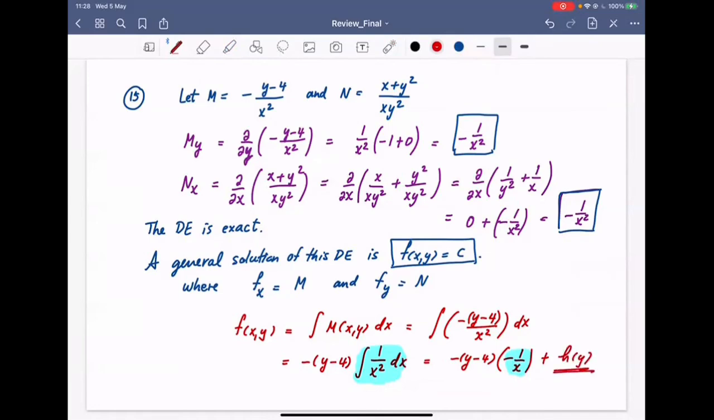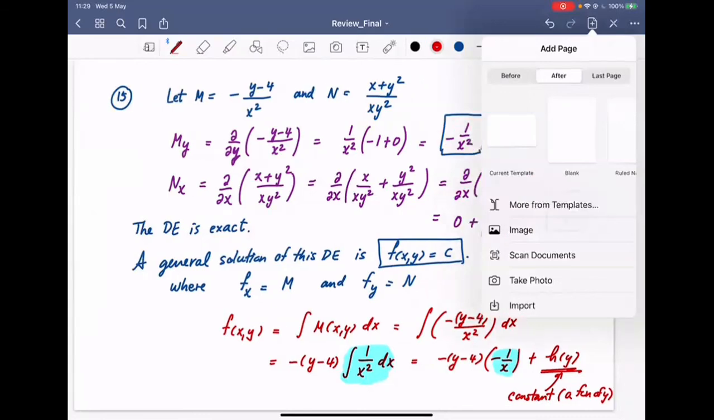Keep in mind that on this step, the constant is going to be a function of y. The reason is that you integrate with respect to x. In your world, y is constant, so the constant is going to be a function of y. Once you get that, you differentiate that function f again with respect to y, and hopefully you can find that constant h(y). Okay, we're going to carry that to the next page.